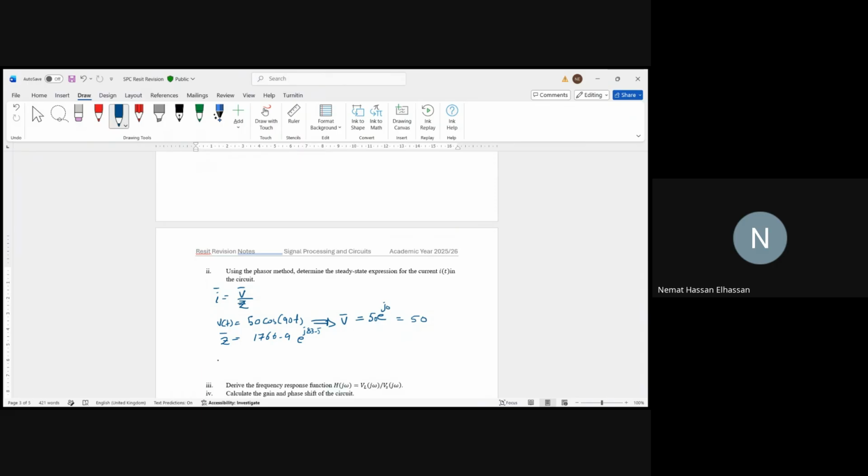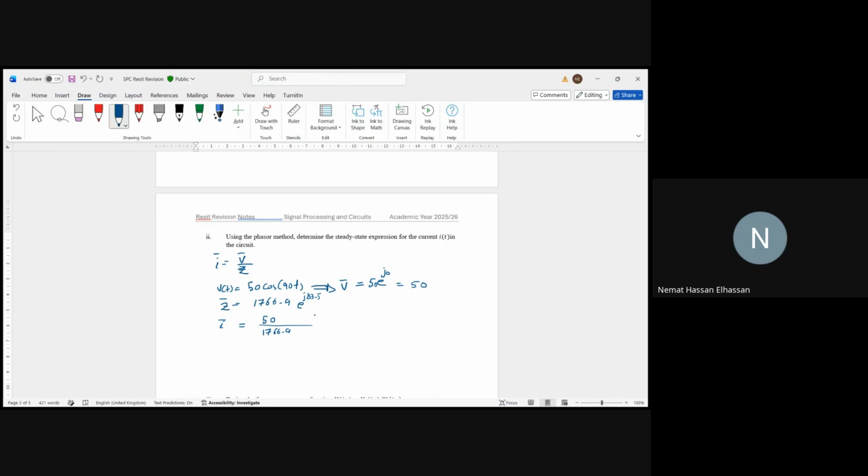And then just substitute it, so we can say that the phasor of the current is equal to 50 divided by 1766.9 times e power j 83.5, which means that the current is equal to 0.028 e power minus j 83.5.